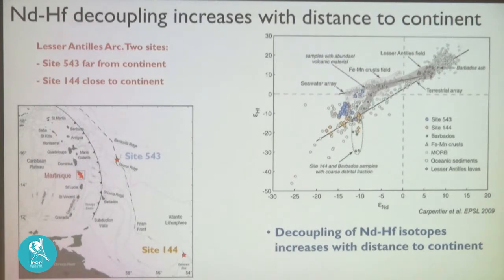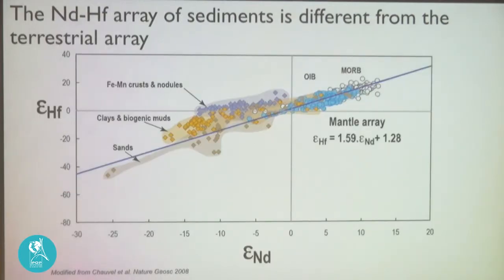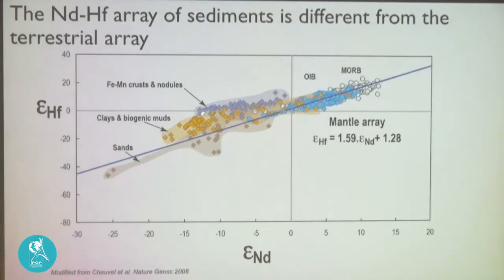So what does it do to the sediments that will potentially enter the subduction zones? That's what it does in terms of neodymium hafnium isotopes. It shows that depending on the mineralogy, the composition is different. And it is systematic.